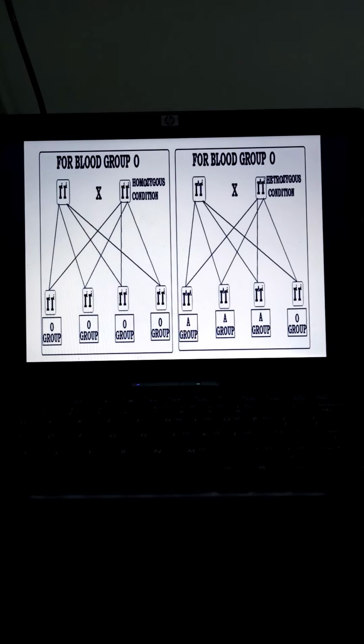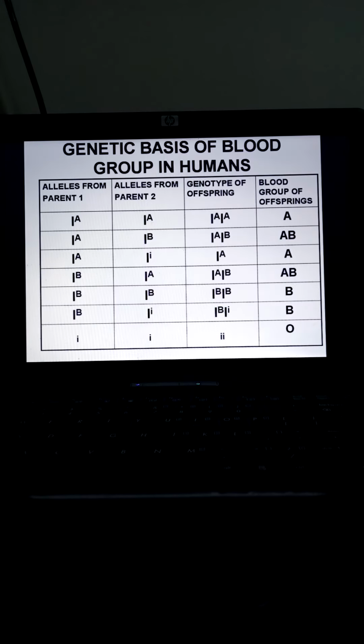A and B will be expressed together. If A and i are present, A will be expressed. If B and i are present, B will be expressed. This is the punchline of the whole topic which we are discussing just now. Now the whole summary of this can be done in this particular flow chart, the chart which I am giving in front of you.